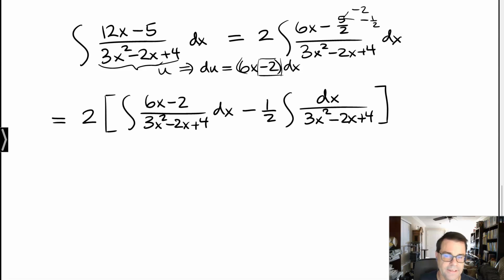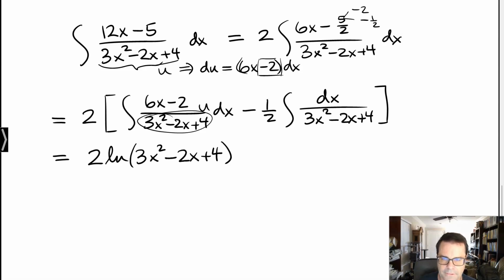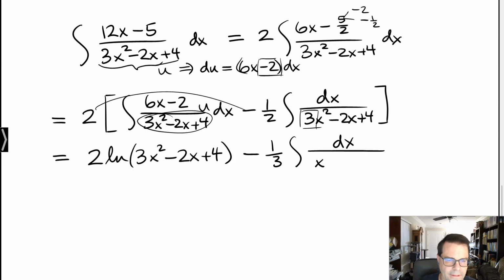Okay, this is the key step for me. Because we constructed it this way, this is just du over u. So this is just going to be 2 times the natural log of that irreducible quadratic. And then if I distribute the 2, it's actually just minus the integral of this. Now, remember our trick was to factor out the 3. So we're actually going to get minus 1/3 the integral of x squared minus 2/3 x plus 4/3. Okay, so can't be afraid of fractions too much.